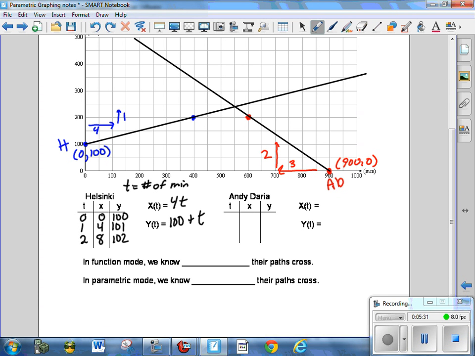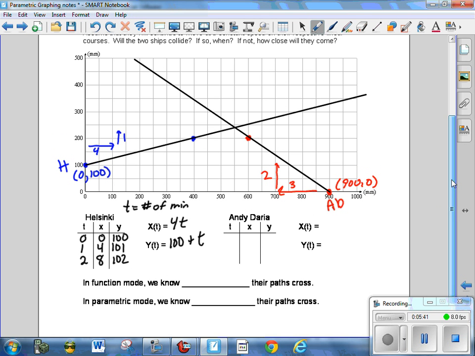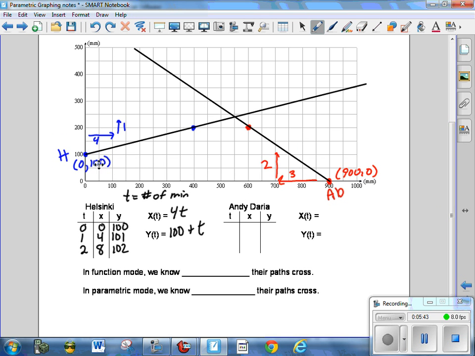Now I'm going to make a chart for the Antidaria, and then I suggest you pause and try to write the equations yourself before I tell you what they are, because you are going to have to be able to do this at a future time. So we start out with an initial position at 0, 100. So when time is 0, x is 0, y is 100.